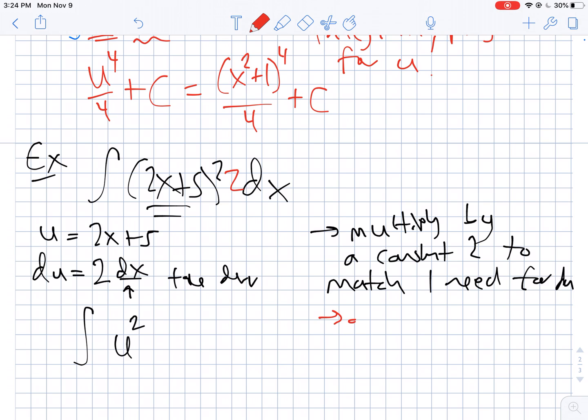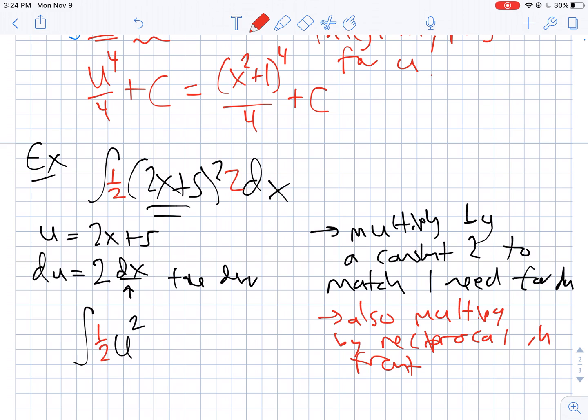So I'm going to multiply by the reciprocal in front. So I'm not just randomly multiplying the integral by 2, I'm multiplying it by 2, and I'm multiplying it by a half in front. So I'm not actually changing the value of this integral. I'm just multiplying by 2 in one place and 1/2 in another place. Okay, so let's leave the 1/2 in front. And then the 2dx, that's going to get replaced with du.